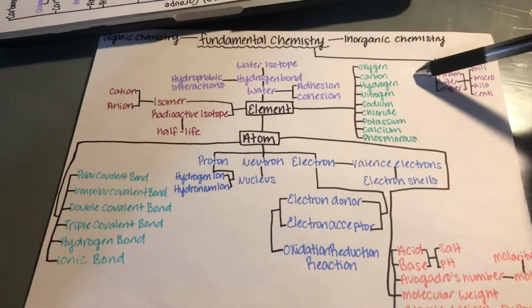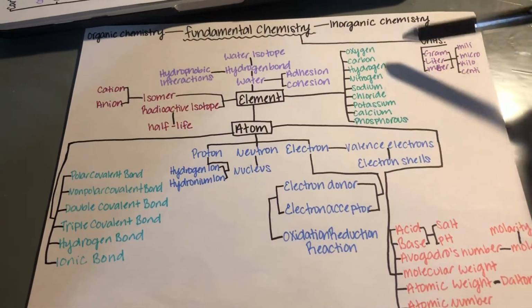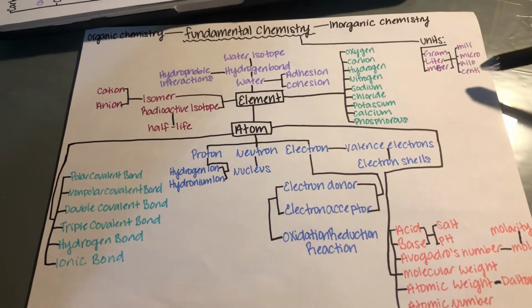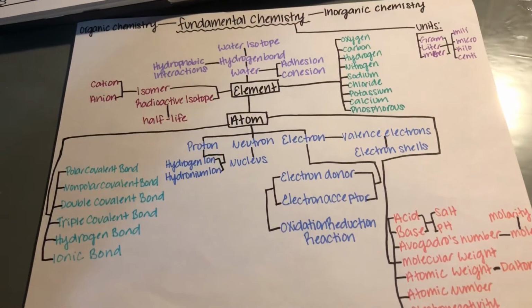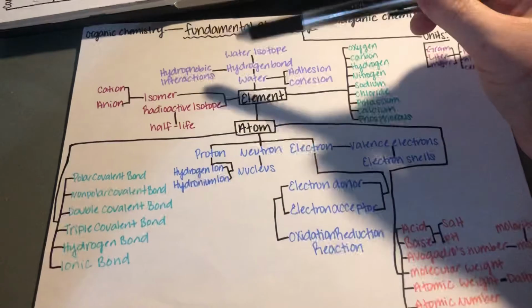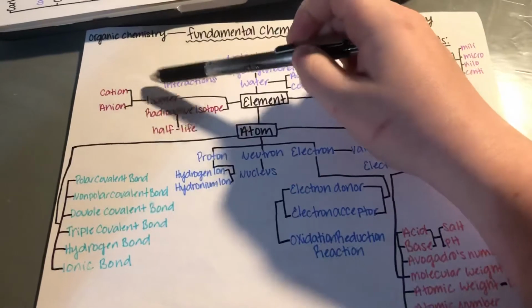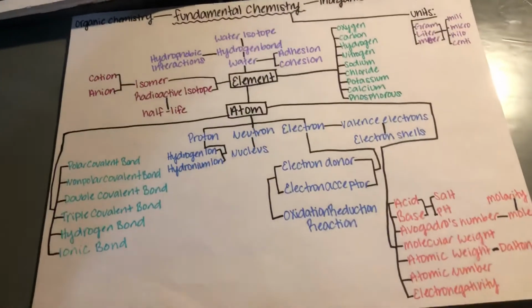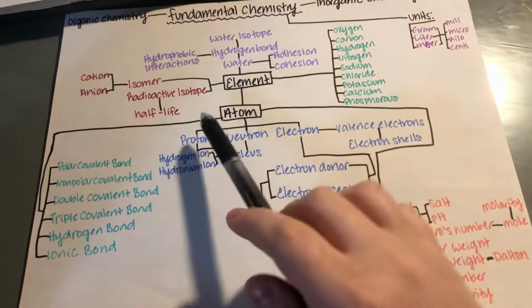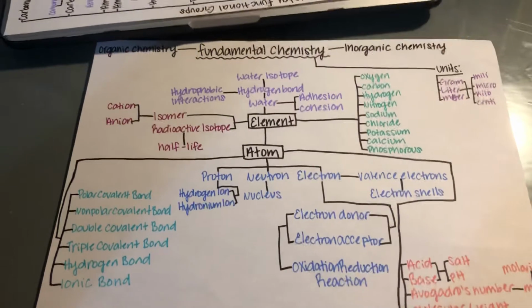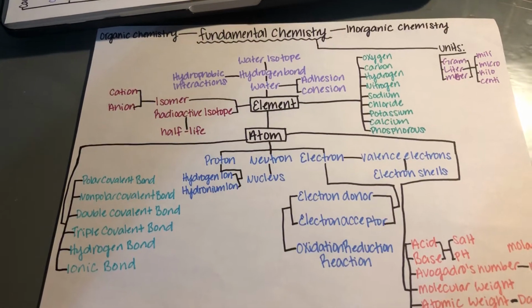Over on this side, I just listed the different elements, and then these are the units with their different prefixes. Over here we have isomers, which are compounds with the same formula. Cations are positive, anions are negative. The half-life is half the time that it takes for the nucleus to divide, split in half.